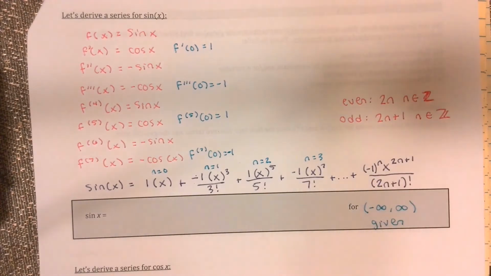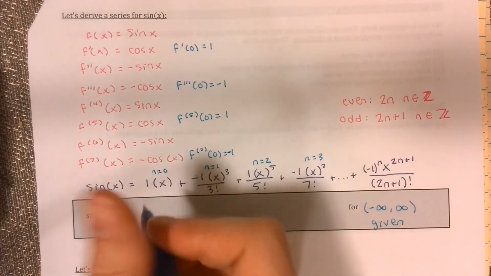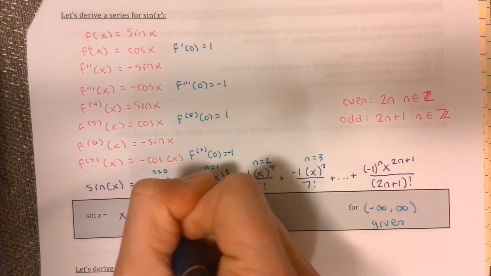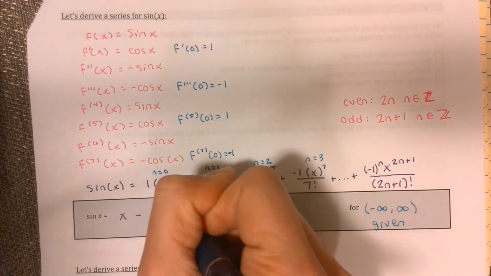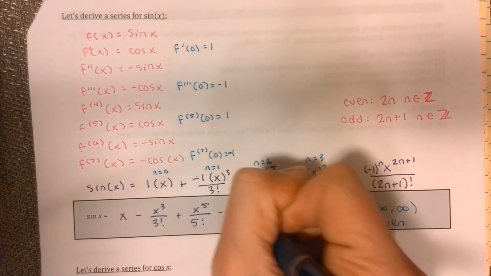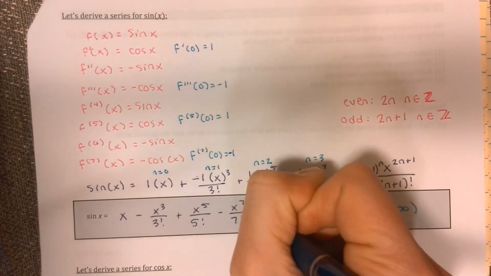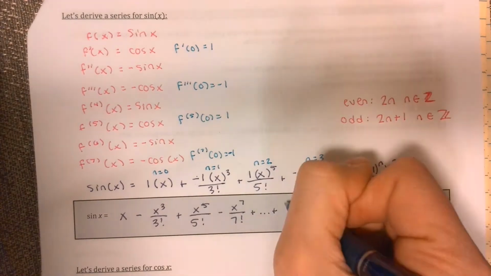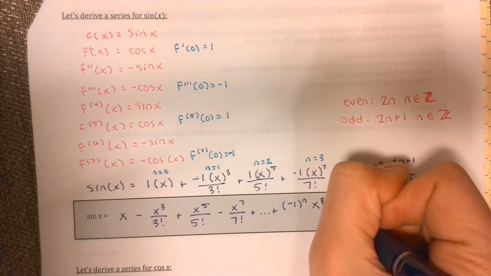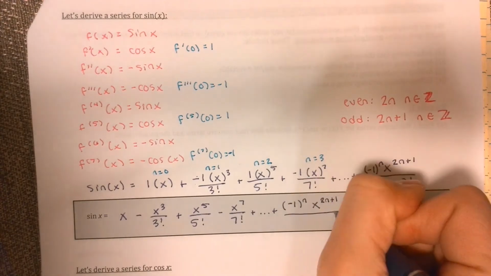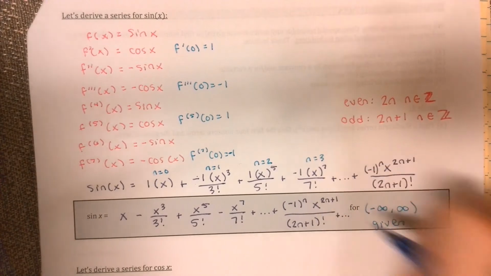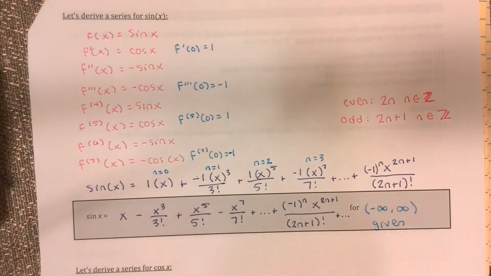So if I want to clean this up a little bit, write my final formula, I'll write that sine of x is equal to x minus x cubed over 3 factorial plus x to the 5th over 5 factorial minus x to the 7th over 7 factorial plus, and so on, negative 1 to the nth power x to the 2n plus 1 power divided by 2n plus 1 factorial. And there it is. There's a generic formula for sine of x.